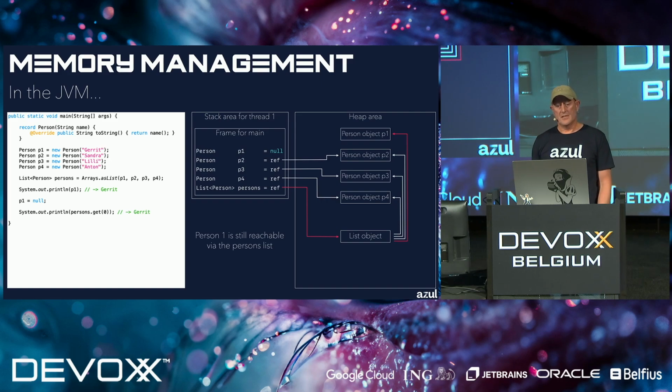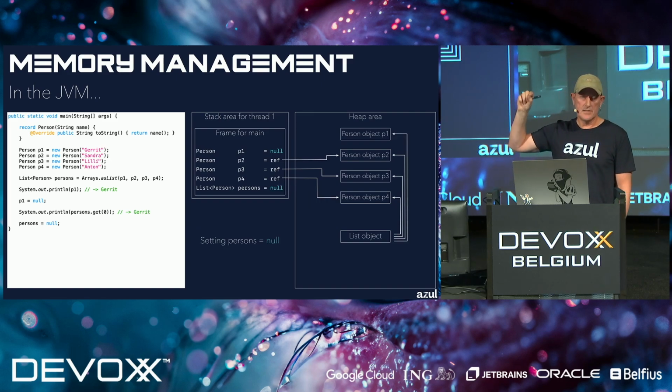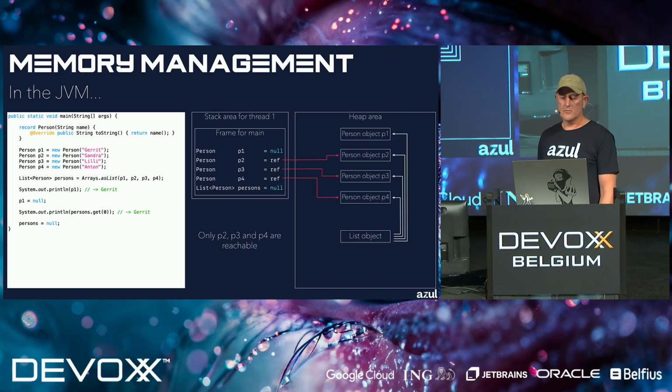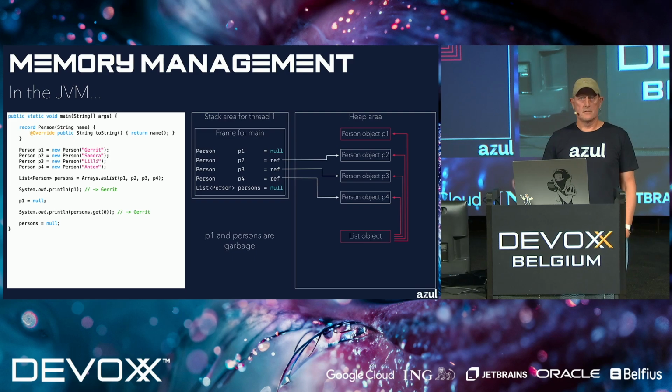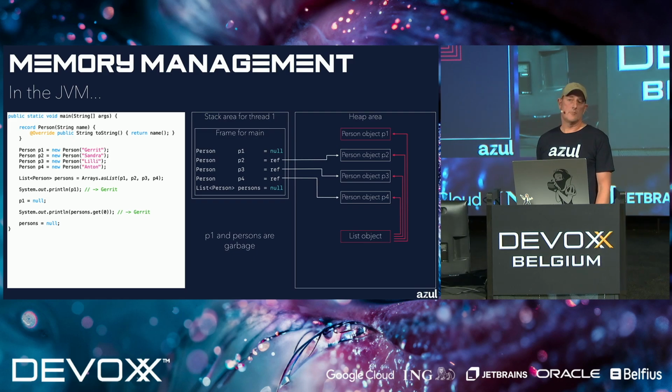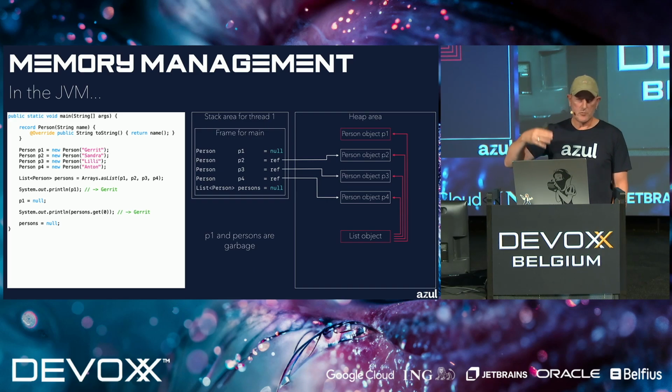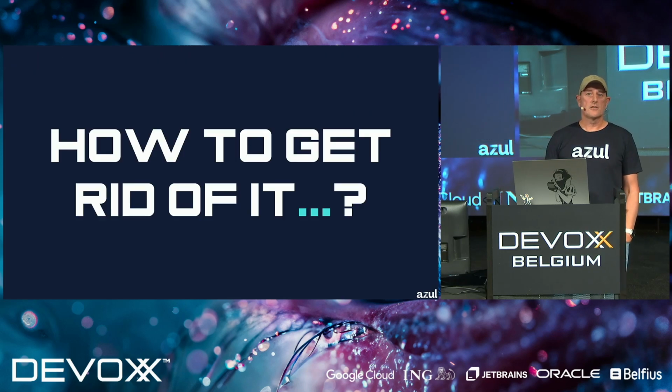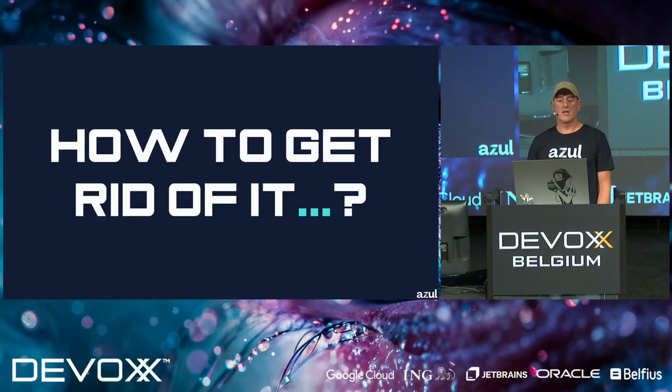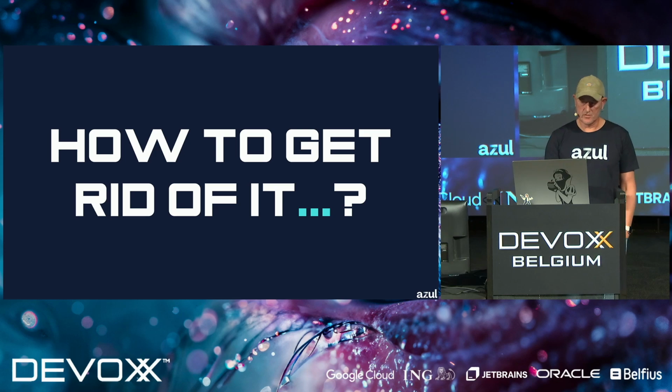Well, that's fine. If I now remove the list by setting it to null, then suddenly only the 3 objects in the middle are reachable by the references and the others are not. So the rest that we see here, this is garbage. So it's taking up space. You can't reach it from any part of your code, but the memory will fill up. So how to get rid of it? Garbage collection. That's the solution.